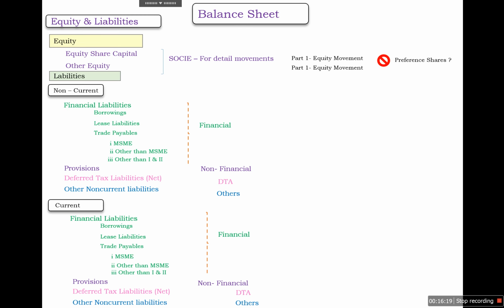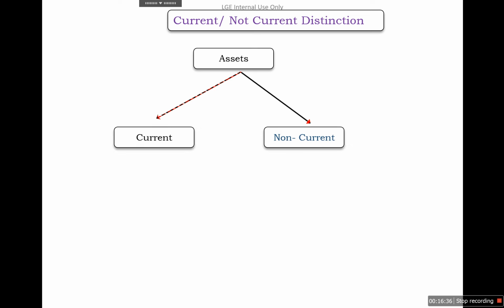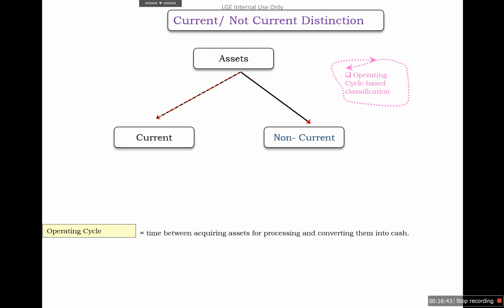Next, as we have seen, on the asset side and also the liability side, we need to classify into current and non-current categories. So how this classification is done, we need to discuss in this slide. The classification of assets into current and non-current categories is done based on the operating cycle. The operating cycle is the time between acquiring assets for processing and converting them into cash.